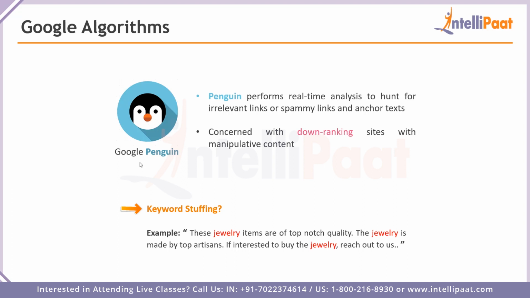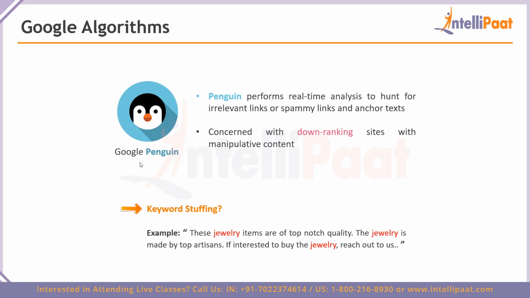Now here's an example of what keyword stuffing looks like. I gave you a generic Apple example, right? So here's a jewelry example. So these jewelry items are of top-notch quality. The jewelry is made by top artisans. If you're interested to buy the jewelry, reach out to us. The jewelry is imported from this. The jewelry is that. The jewelry is this. You understand that, right? Jewelry is the keyword.